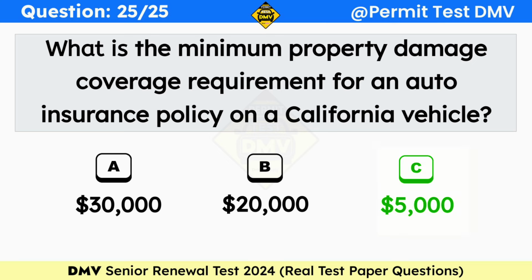In California, your insurance must cover at least $15,000 for a single death or injury, $30,000 for death or injury to more than one person, $5,000 for property damage.